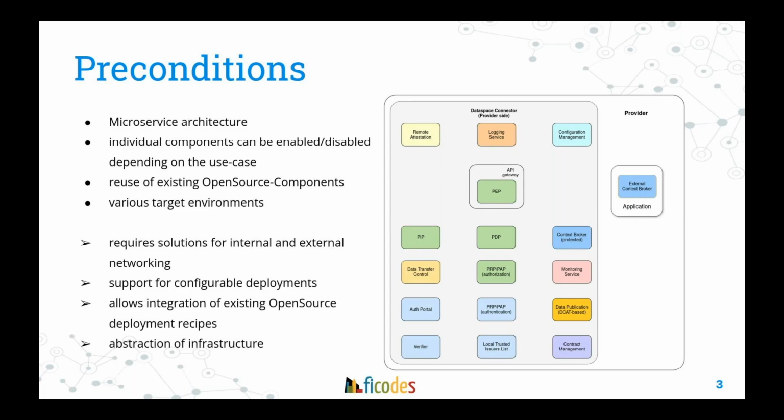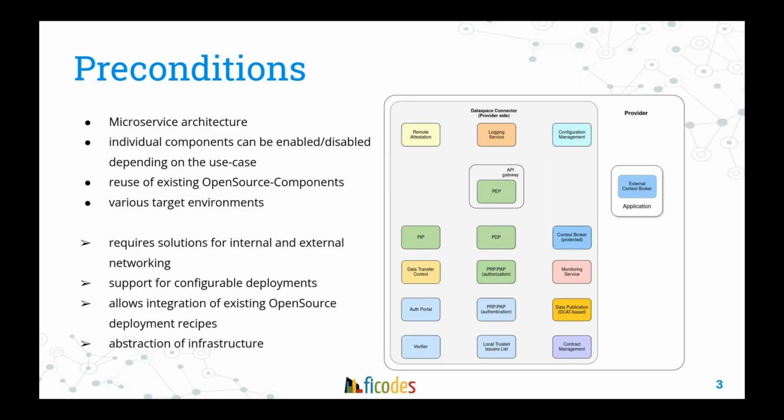And another thing that we also had in mind when we were building the data space connector and its deployment recipes is that since it's an open source component, we have to support various target environments. So be it a public cloud environment, be it an on-premise system or some hybrid cloud system where you have something running in the cloud or on an on-premise system, or even some, let's call it more edge systems where you have a restricted level of resources.